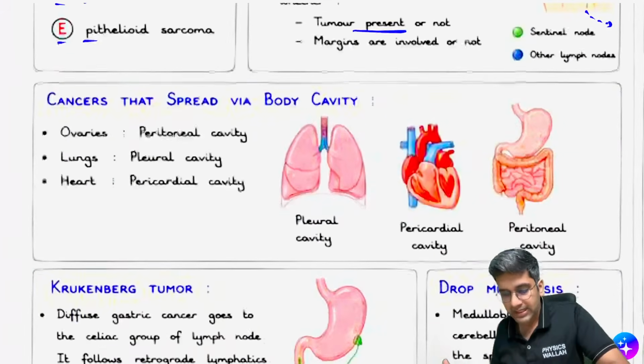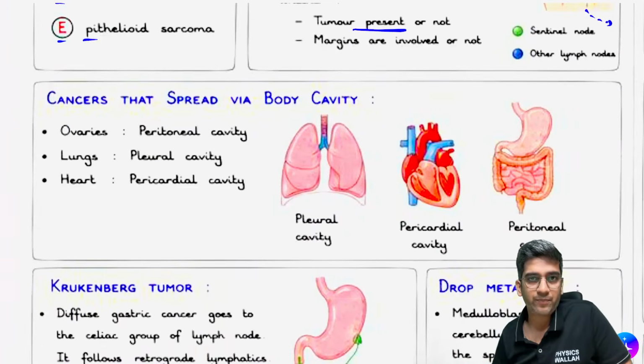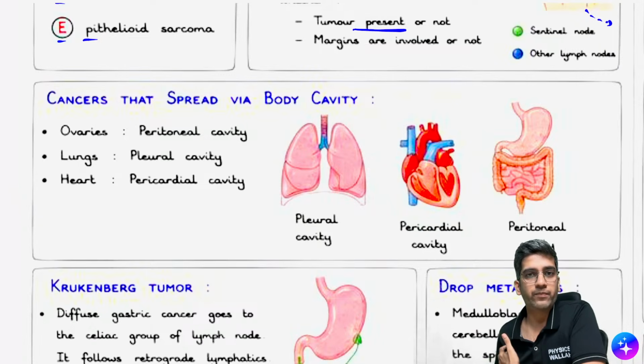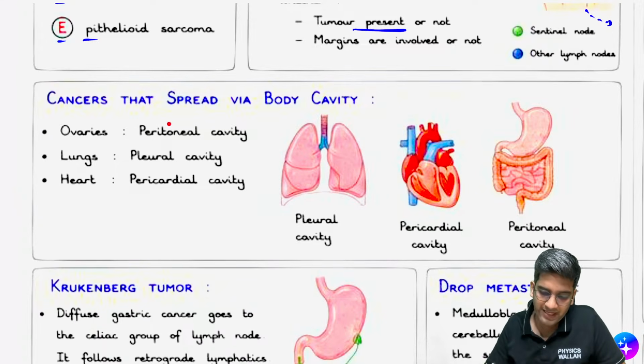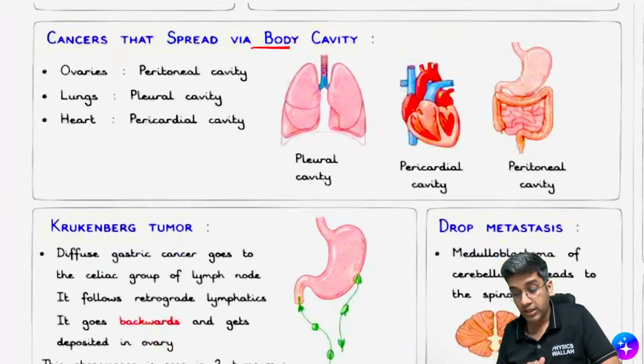Next is, cancers can spread via the body cavity. From the lung, it can go to the pleura. From an ovary, it can go to the peritoneal space. From the heart, it can go to the pericardial space, right? That is spreading via the body cavity. That's also a way of spread of metastasis, right?